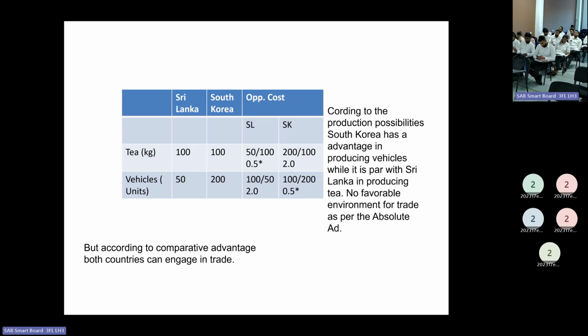But we see here South Korea has an absolute advantage in producing vehicles, but both countries have a comparative advantage. Finally, based on these relative prices or opportunity costs, both countries can engage in international trade based on comparative advantage.